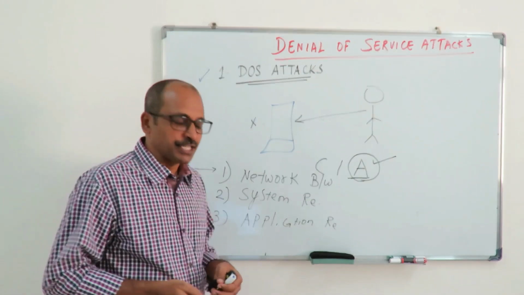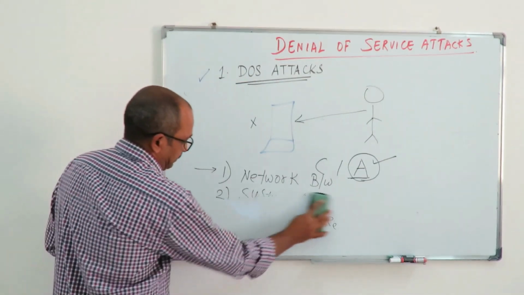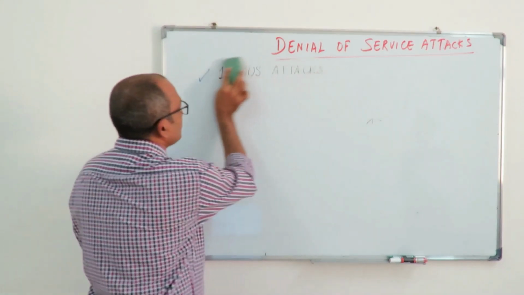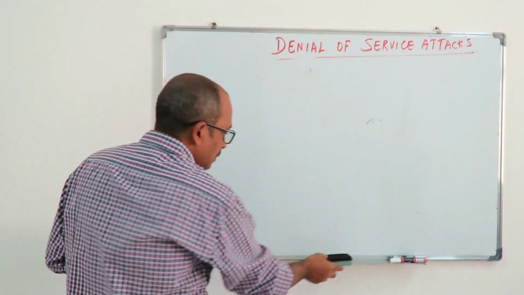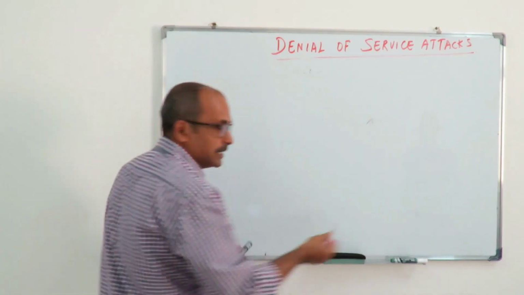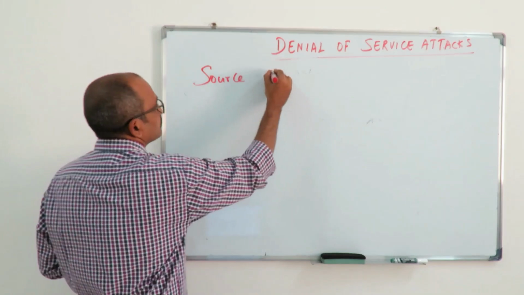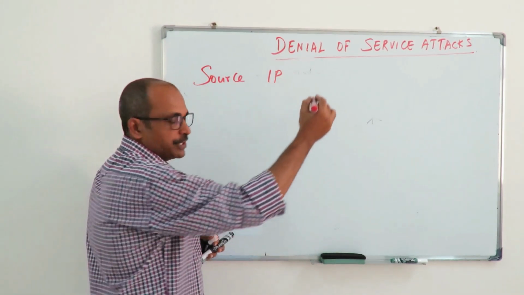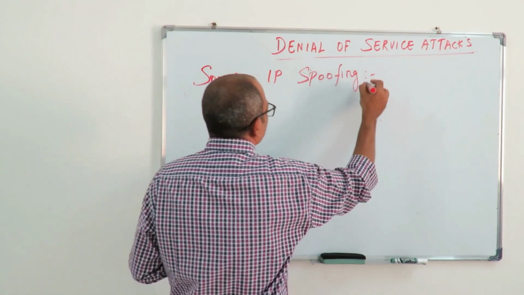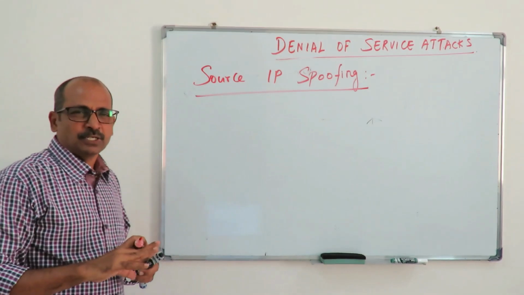Now moving on to the next one, it is source address spoofing. I am going for the second topic in this particular lecture. Source IP spoofing. This is going to be the second topic. So what exactly is this? I am going to explain this in a very simple way using a small diagram.